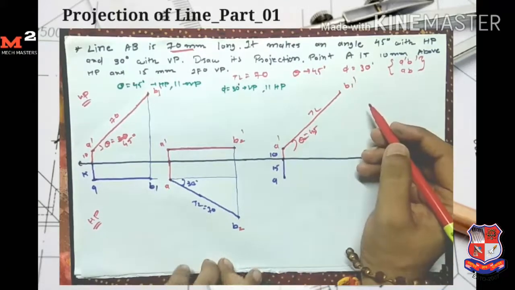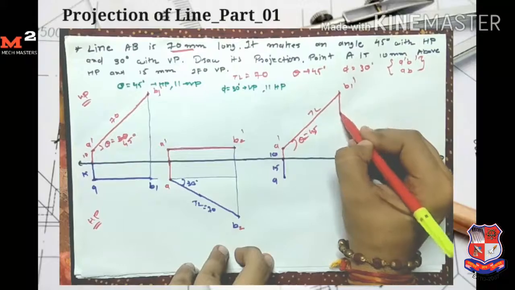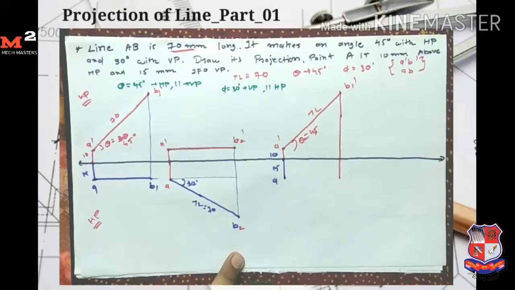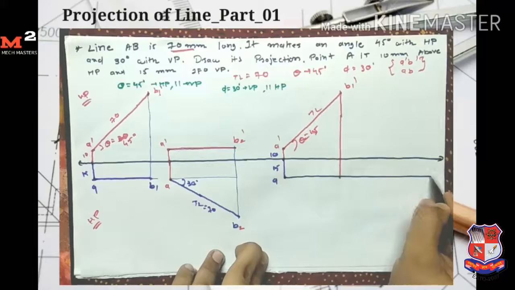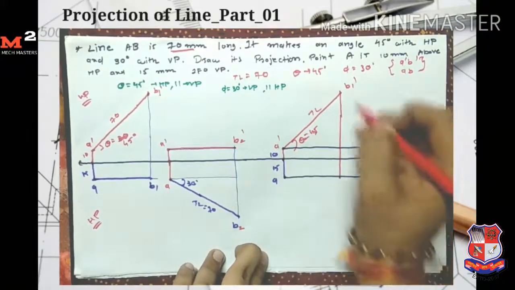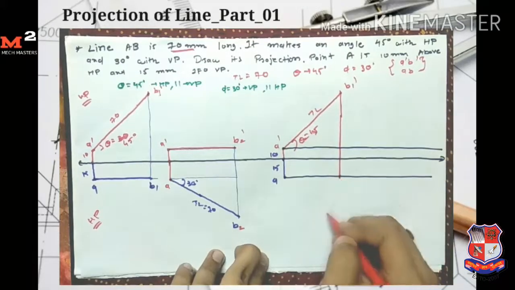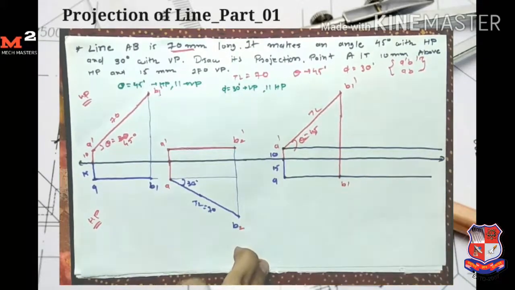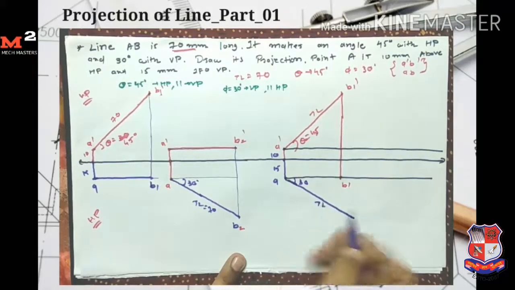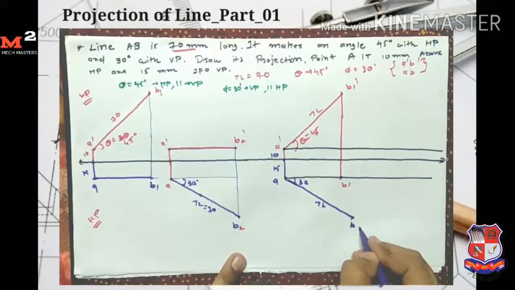From B1 dash I simply take its projection up to here. These are the locus of point A and this is the locus of point A dash. So I take the projection of B1 dash up to the locus of A. Here I get the point B1. Now I draw this case. From A point I measure the angle equal to 30 degrees and length equal to true length. So at here I get the point B2.